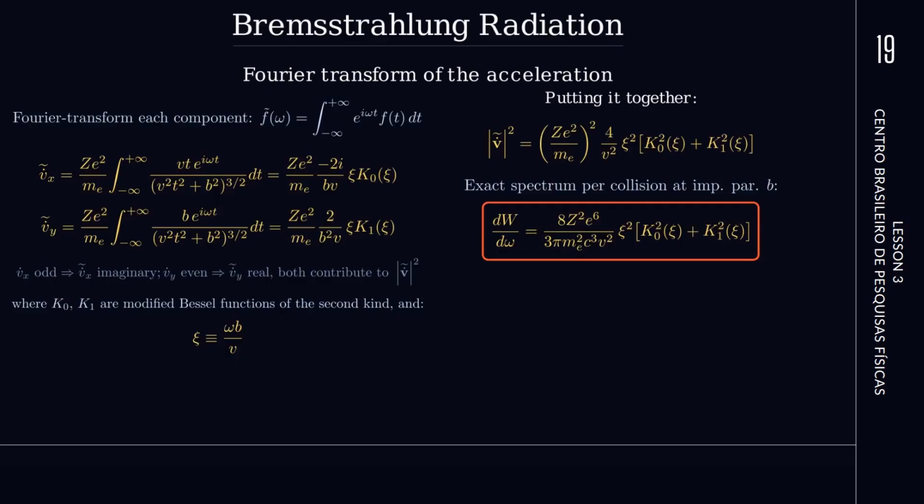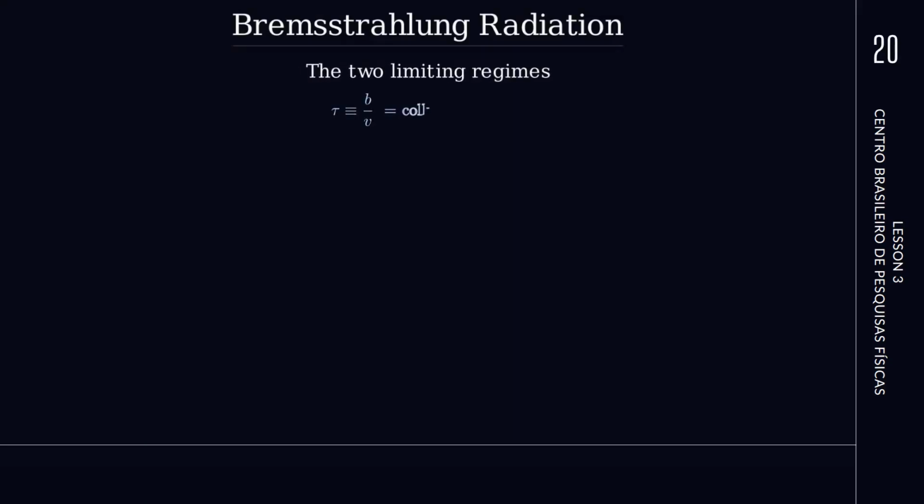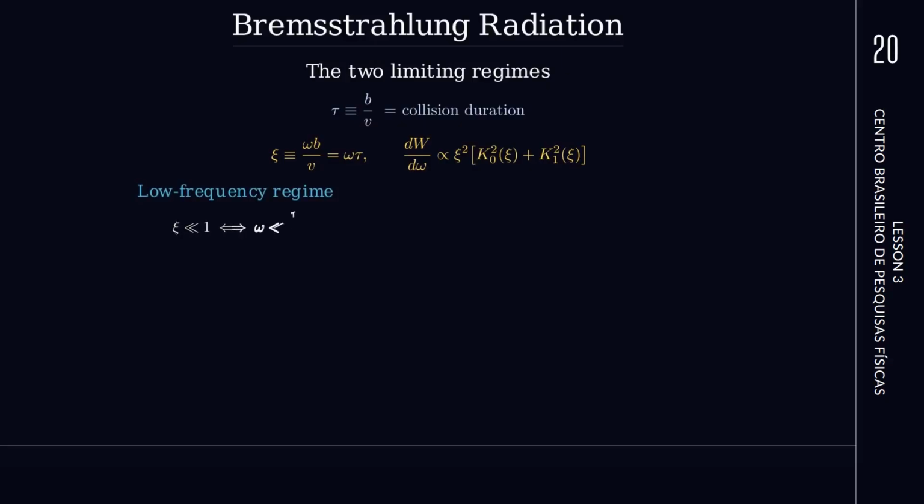So this is the exact Bremsstrahlung spectrum. However, for me, it becomes much more interesting when we consider the extreme cases. So let's consider the regime of very low frequencies. Remember, frequency is here. So low frequency means low Xi. Okay, let's consider for a moment the very low frequency and the very high frequency regimes. We define the collision duration. This is just the result from the previous slide. In the low frequency regime, we have that the modified Bessel function is given by this natural logarithm, while the other is given by 1 over Xi.